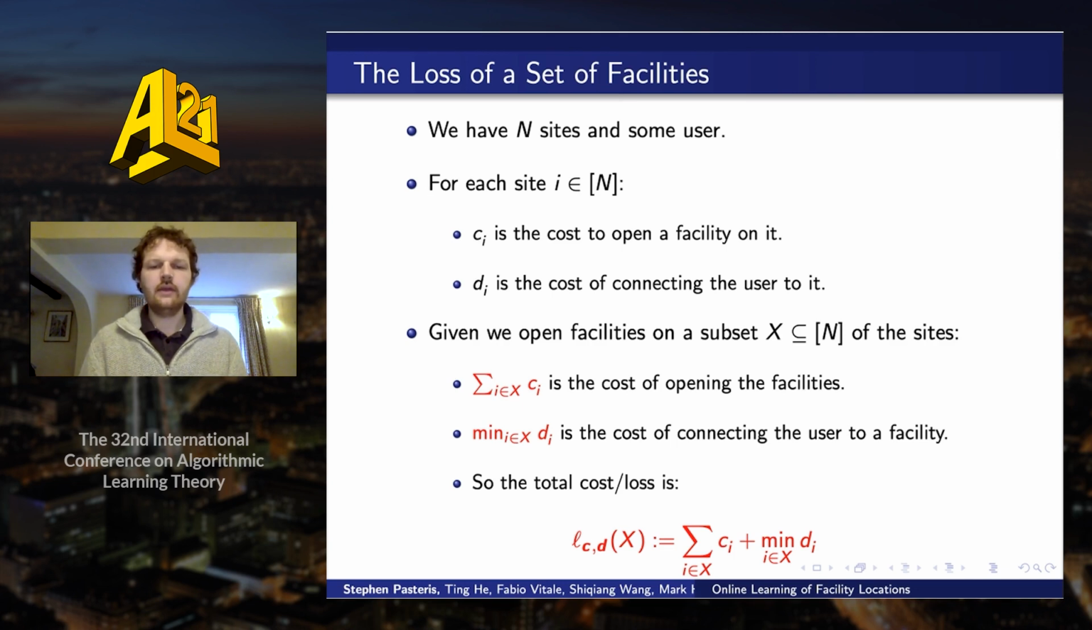So given we open facilities on a subset X of the sites, the sum over i in X of Ci is the cost of opening the facilities, and the minimum across all i in X of Di is the cost of connecting the user to a facility. So the total loss is the sum of these two costs. We'll write this total loss as L of X, with subscript opening cost vector C and connection cost vector D.